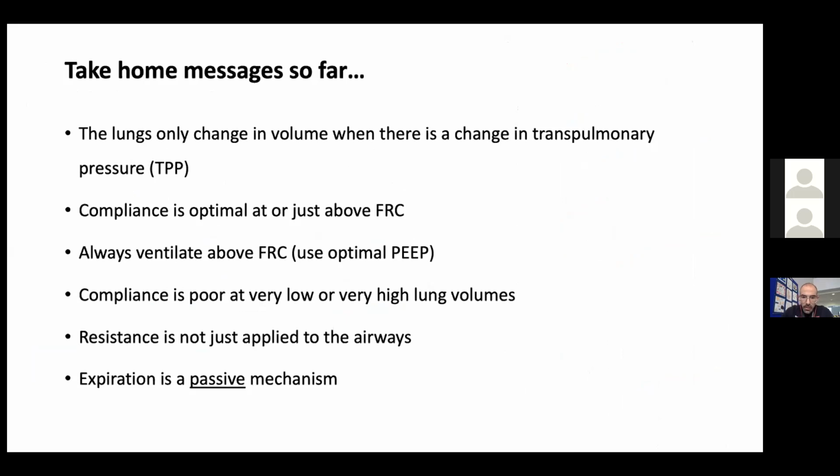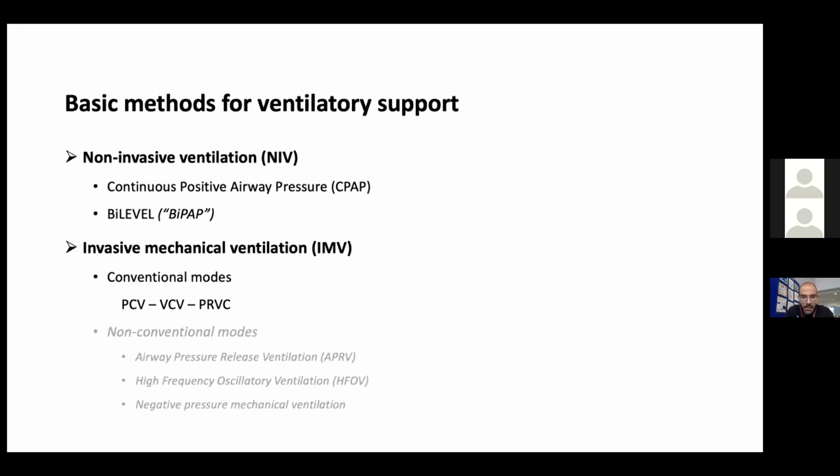So these are my take-home messages so far. The lungs will only change in volume when there is a change in transpulmonary pressure. Compliance, remember, is optimal above functional residual capacity. And so please, if you are ventilating a child while the retrieval team is coming, use optimal PEEP. We will talk about what the optimal PEEP is depending on the situation. We know the compliance is poor at very low lung volumes, but also at very high lung volumes. So we need to ventilate children in the window of perfect compliance. Resistance is not only applied to the airways, and we said that expiration is a passive mechanism.